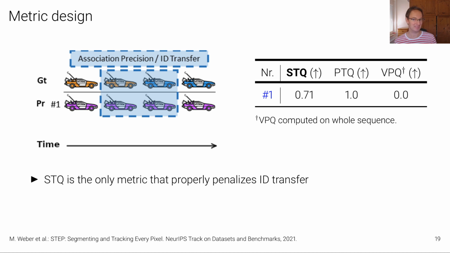So let's have a look at some examples and compare the result of the new metric STQ to the prior metrics. In this case here, the ground truth is two different object tracks that are following each other, while the prediction is one single track. All of these instances have been detected, they're correct, but they are detected as a single instance. The ID transfer has not been recognized. In this case, STQ is the only metric that properly penalizes the identity transfer. So we get a decrease in the score compared to PTQ, for example, by making such a mistake as misclassifying these two objects as a single.